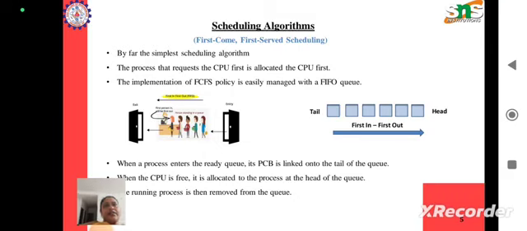Now let us see if first come first serve scheduling is an efficient scheduling algorithm or not. The average waiting time under the FCFS policy is often quite long. So if we are following a first come first serve scheduling algorithm, then the average waiting time for each process is quite long.